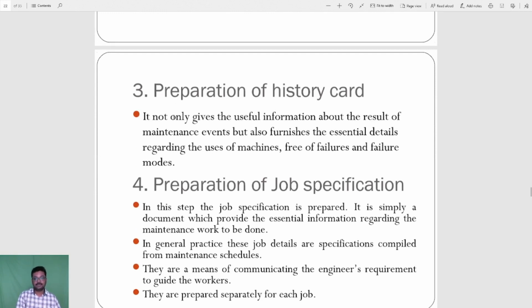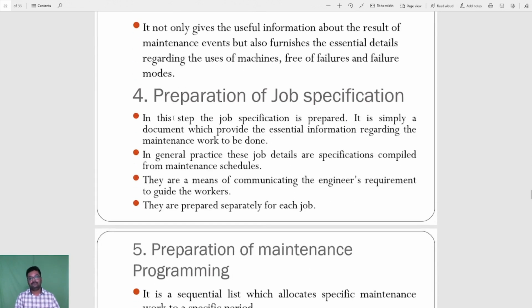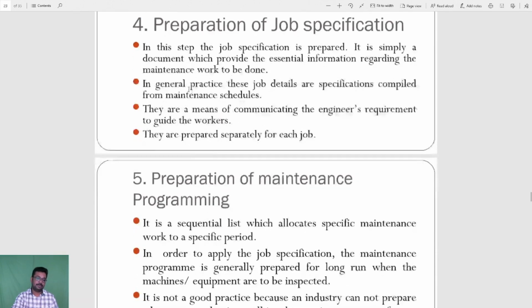Once the history of information is in hand, it's easy for us to identify the failure, and once we identify the failure, it's very easy for us to rectify it. That's the reason why we require this history card. Then comes preparation of job specification, which is simple information. It gives the machine running time, how many jobs there are, and the methodology they will follow, the number of outputs, how much product it will produce in 1 hour, how many rotations the machine will take, and how much temperature there is if the machine works for 1 hour. All the information is there in the job specification.